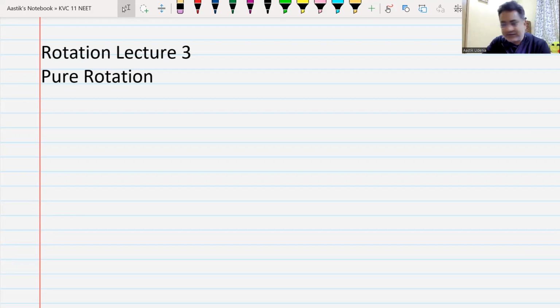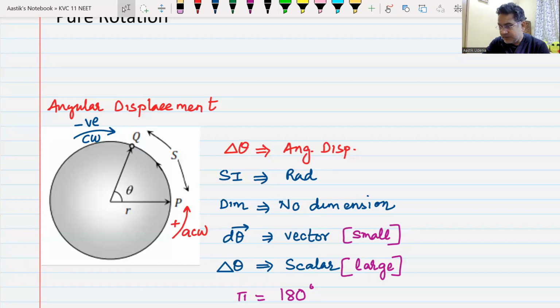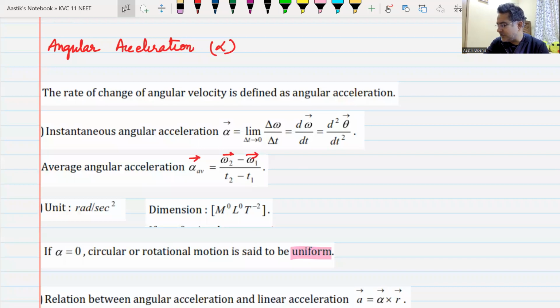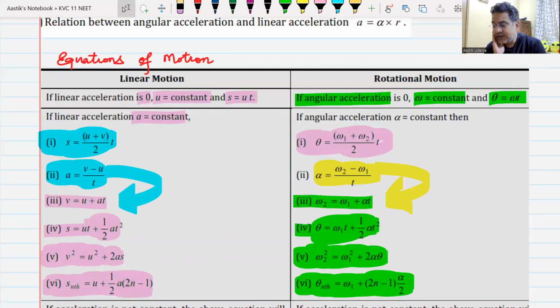In the last class we had seen the relation between pure rotation and circular motion, and we had seen all these terms such as angular displacement, angular velocity, and angular acceleration. It is similar to circular motion that we are going to study. And then we had seen the various equations of motion between linear and angular quantities. Now we can call them rotational quantities.